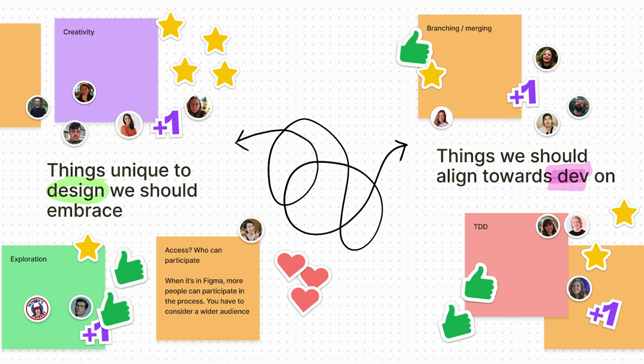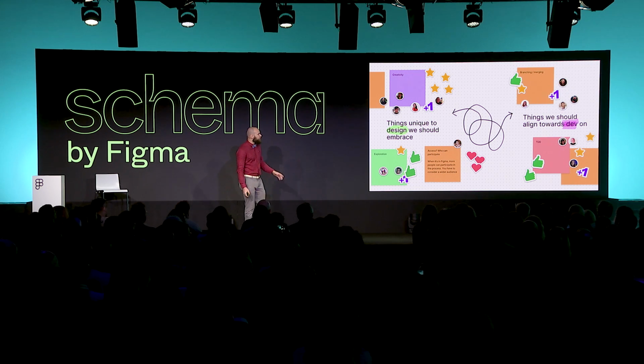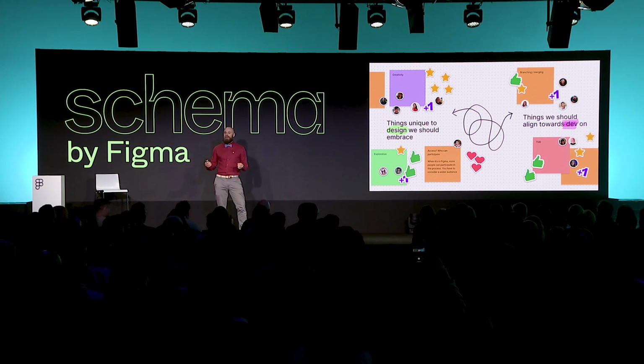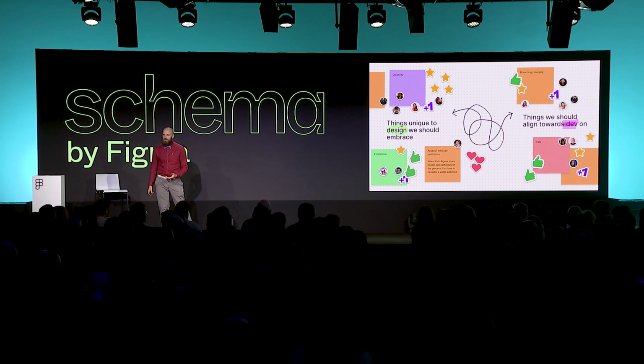Things like creativity and exploration. Things like access around who can participate. At Figma, we always try to make it so that everyone can participate in design. But on the other side, there are definitely things that we should align towards dev on. Things like branching and merging, things like test-driven development are all things that can really help our design systems.